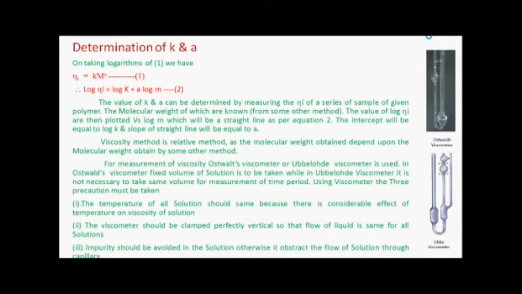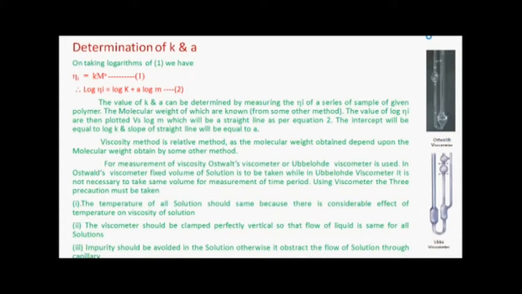Now, how to determine values of K and A? From the equation eta I is equal to K into M raised to power A, take logarithm on both sides and solve. So you get log of eta I is equal to log K plus A into log M. The values of K and A can be determined by measuring the eta I of a series of samples of a given polymer, the molecular weights of which are known.